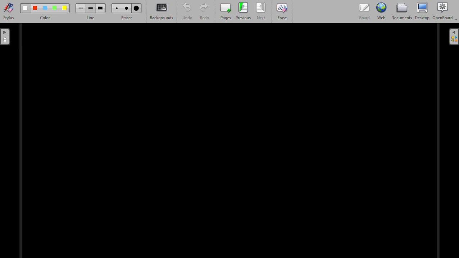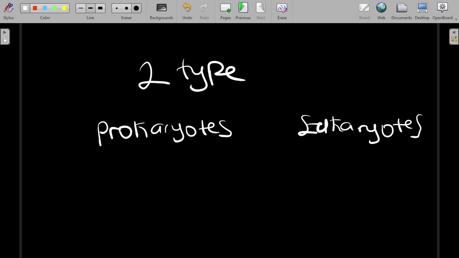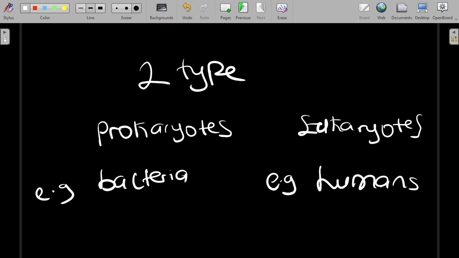Now we have two types of cells, which are the prokaryotic cells and the eukaryotic cells. So the prokaryotes and the eukaryotes. An example of a prokaryotic cell is bacteria. An example of the eukaryotic cell is humans. So humans are examples of eukaryotic cells. So why are they classified as prokaryotic cells and why are they classified as eukaryotic cells?